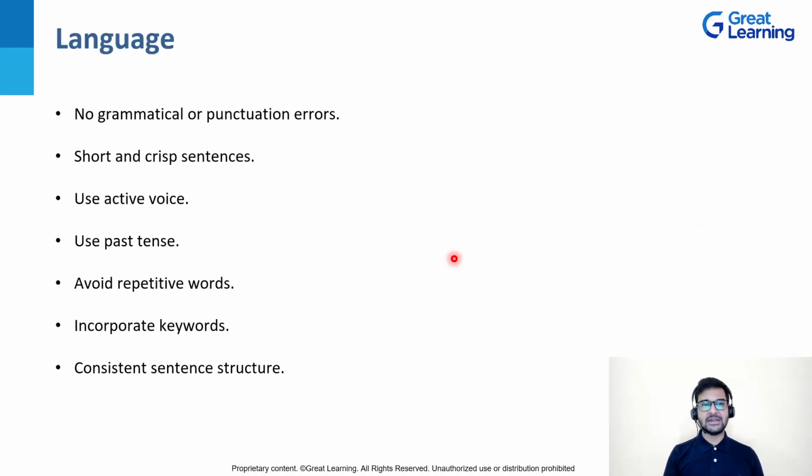Now, language and formatting. So definitely when we talk about language, there should not be any grammatical or punctuation errors. Make sure there are so many free tools on the internet that you can use to check your grammar and punctuation. Short and crisp sentences, write in active voice. What do I mean when I say active voice? For example, if I say I did it, that is active voice. But if I say it was done by me, that is passive voice. So always write in active voice, that is very, very clear.